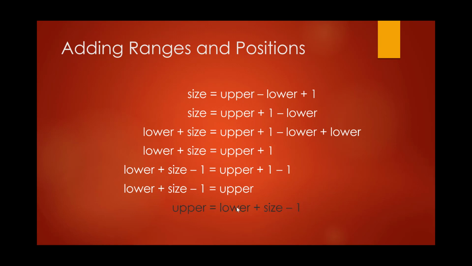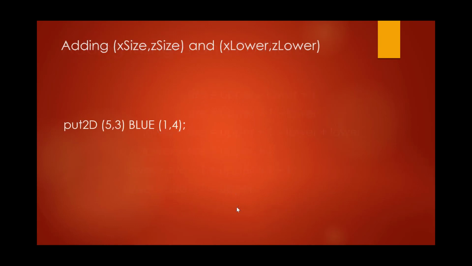And so this is the form of the equation that we are interested in when we're trying to figure out the coordinates of the corners of a rectangle. And the free cells that are adjacent to that are just the corner plus 1, so lower plus size. So here, let's look at an example. I have this put function call. I have the x size is 5, the z size is 3, x lower is 1, and z lower is 4. So this is the information that I have.